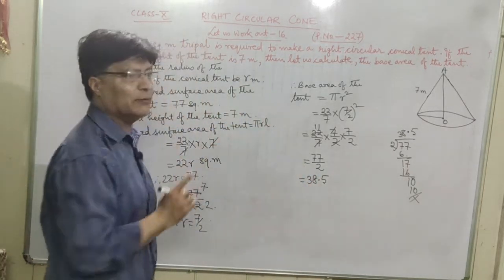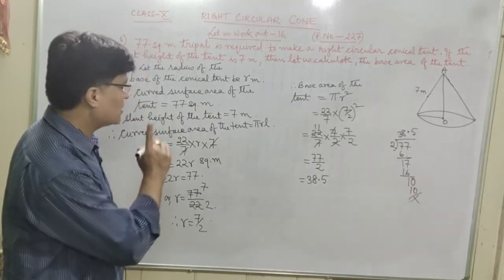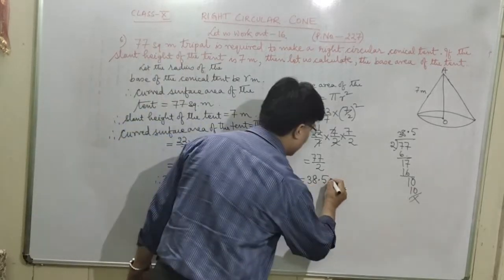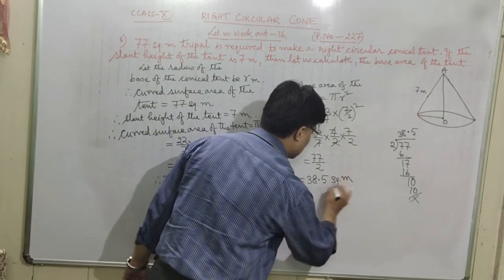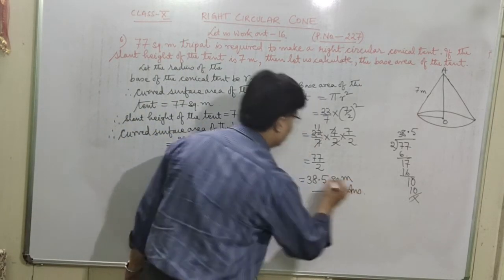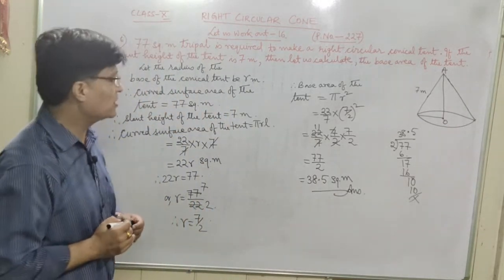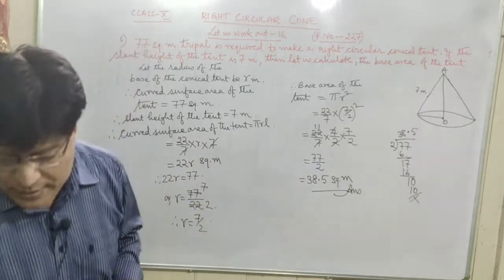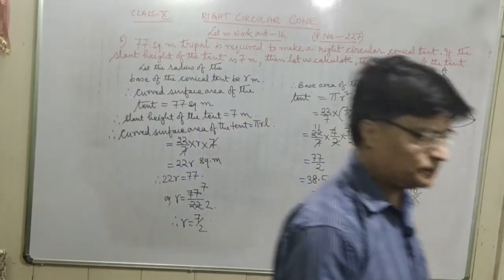This is the base area of the tent. So what is the unit? Since area is mentioned here, it is square meter. So the base area is 38.5 square meter. So this is the final answer. So I think you have understood it. So you can copy it. Now we'll do the next question.